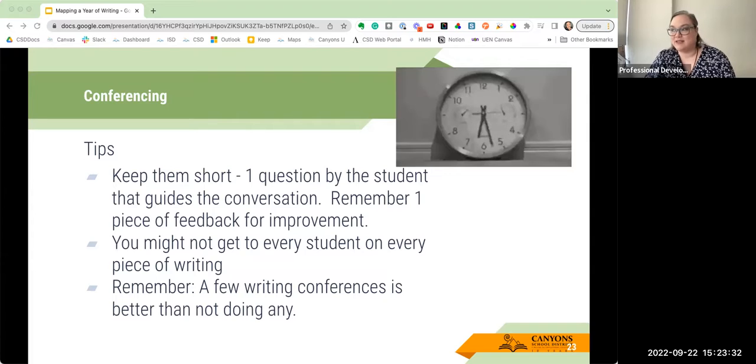You might not get to every student in every piece of writing. Right? If you have a short unit that's only 3 or 4 weeks long, they're writing, they're submitting, and a student never comes in before or after school, the student never seeks out extra help, and you don't get to them in class, you might not get to them for that piece of writing, but you will get to them for the next one. And then just remember that a few writing conferences is better than not doing any, because you don't know how you'll get to everybody, right? So that's the big bulk of this on writing conferences.